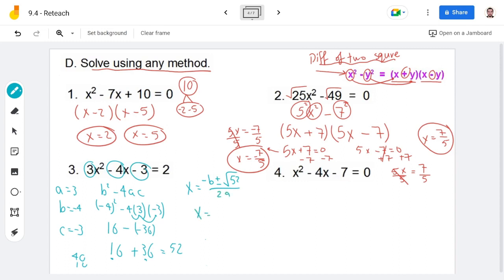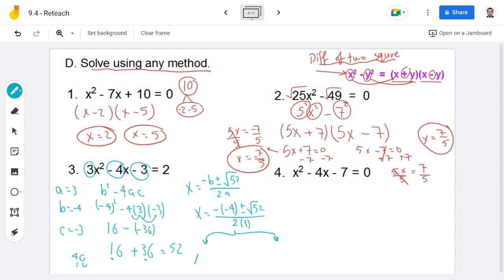So now x is equal to negative b, b is negative 4, so negative negative 4, positive or negative square root of 52. Do I have a square root for 52? No, so just keep the square root. 2 times a, which is equal to 3. So now I have two answers.